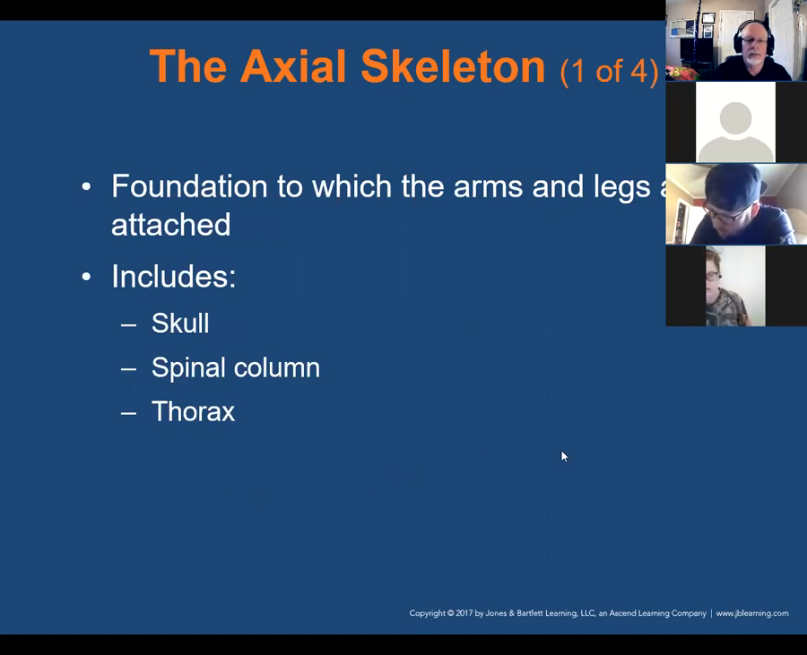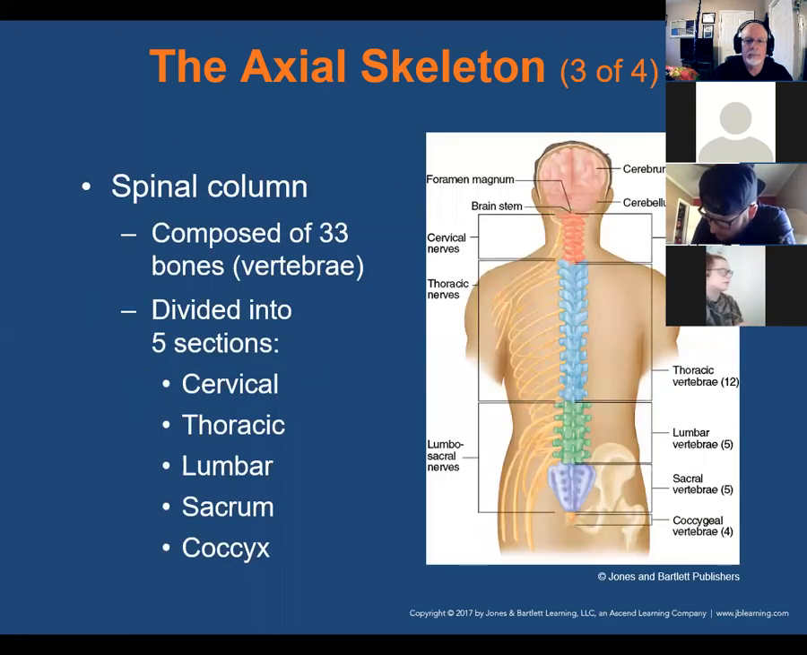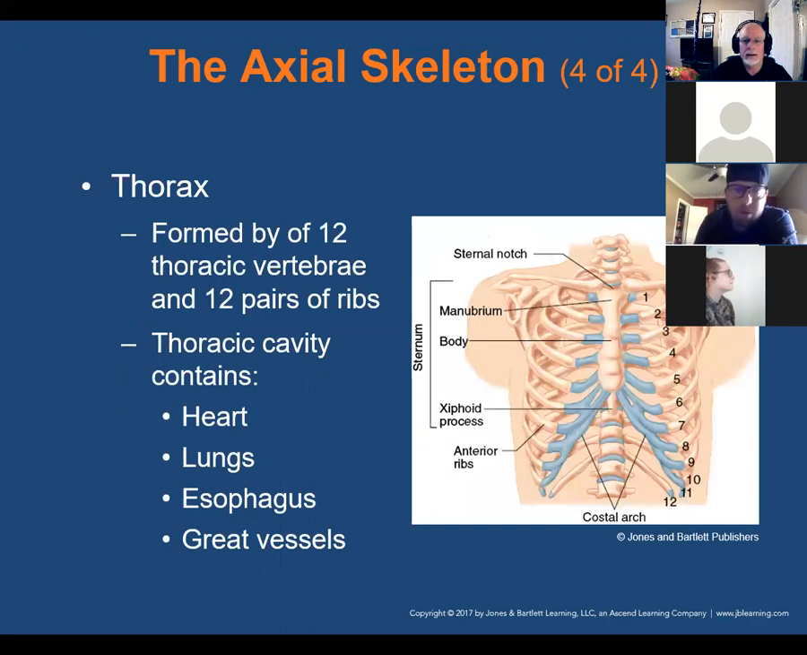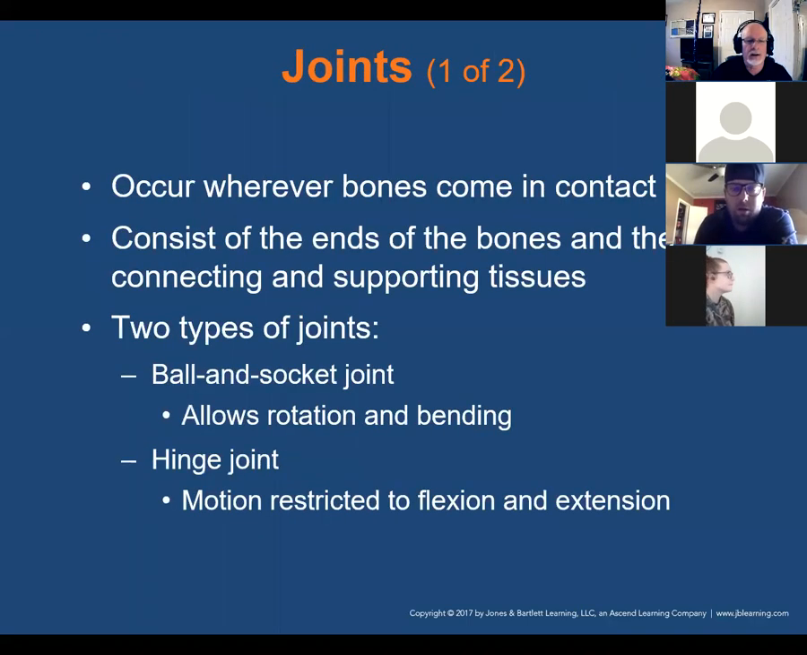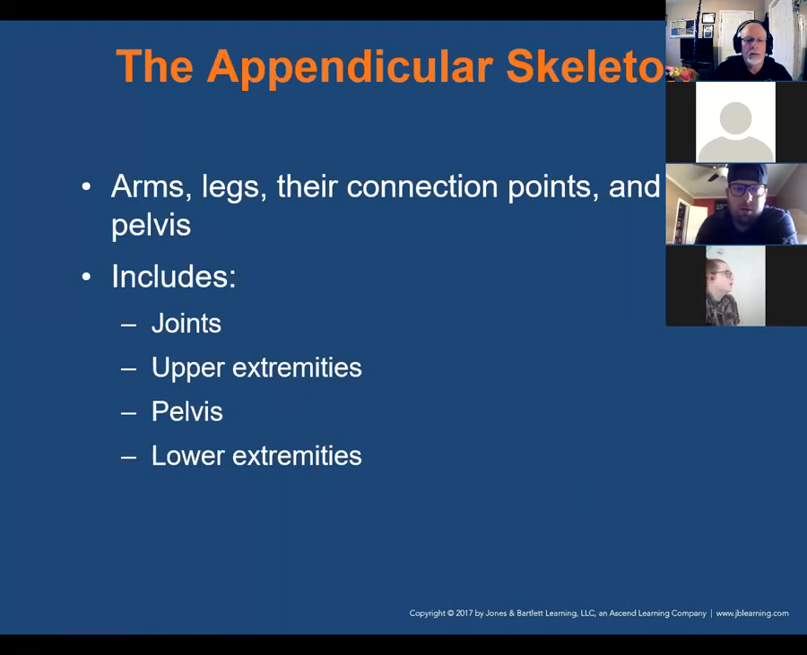Axial skeleton. Let's do it the other way around, then we'll come back. Appendicular skeleton. That's your arms and legs, right? Which now we know are upper extremities and lower extremities, and including your pelvis. That is all the bones, all the tendons and ligaments, all the cartilage that comprise the upper extremities and the lower extremities. That's the appendicular skeleton.